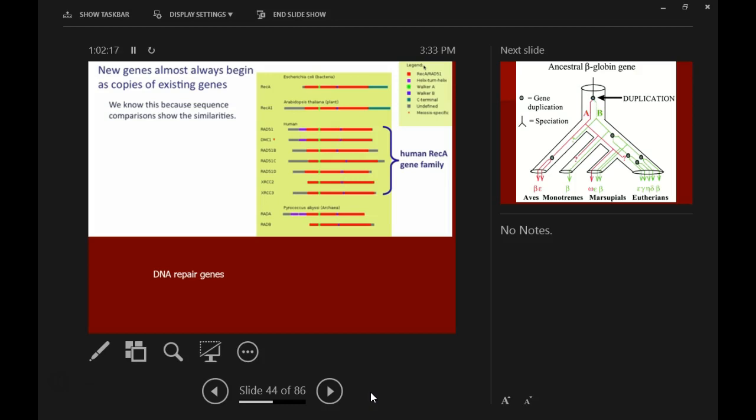The cool thing about it is here we have in humans all the members of this family, and they all have very similar sequences. But the cool thing is we find members of this family in distantly related organisms. This is a plant. Here's one in E. coli bacteria. This one is an archaean. So this family is really, really old.